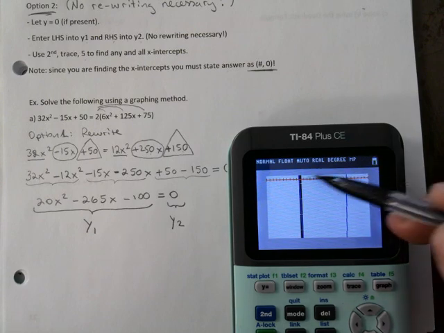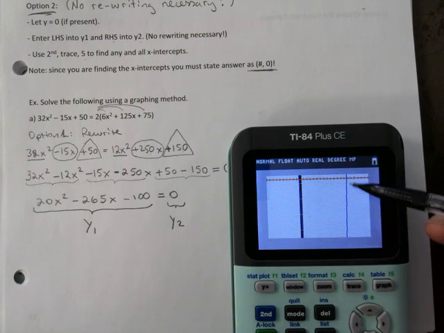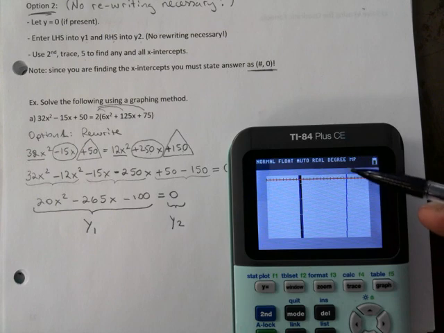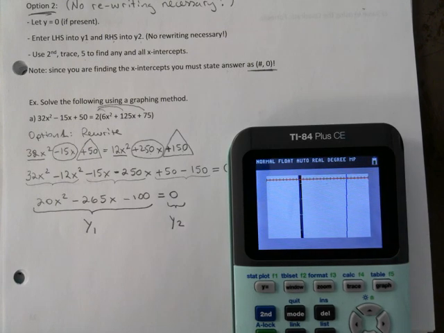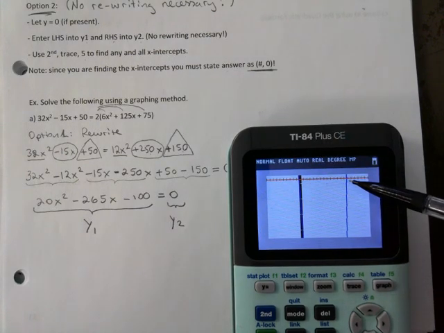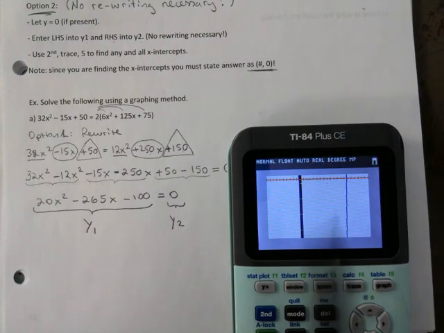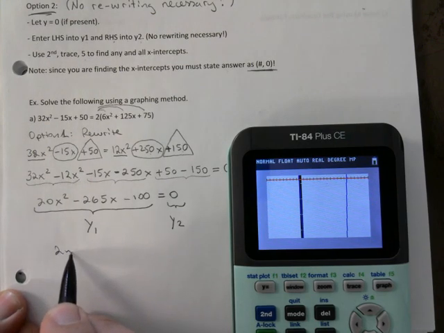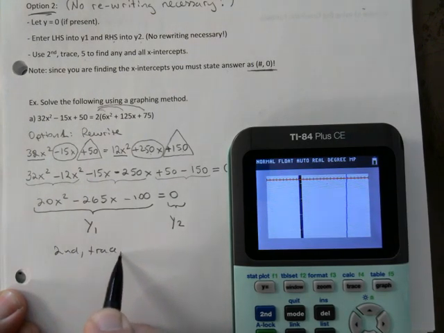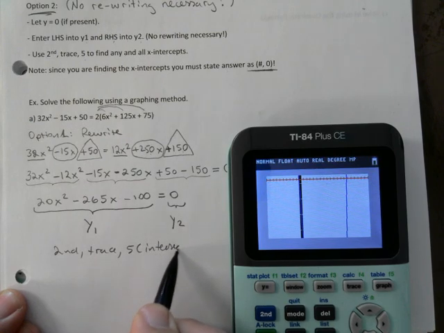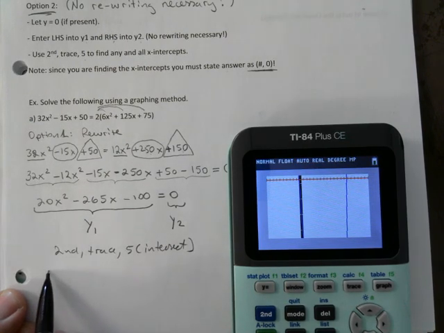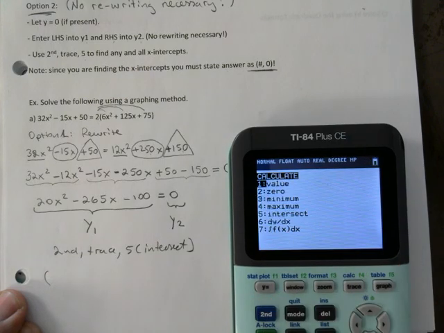Oh, there it is. You see that arm came up here. It's a very narrow curve. In this case, we don't need the vertex. Right now, we don't need to see the vertex, right? I just need to see the x-intercepts. So I'm going to go second trace 5, which is intersect. And find both of them. Second trace 5.